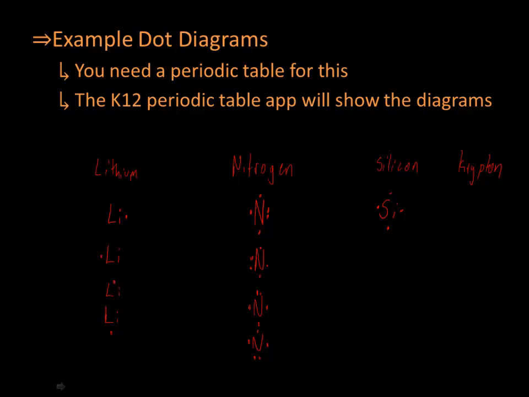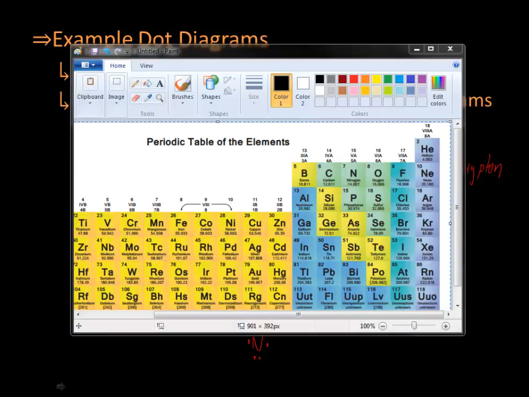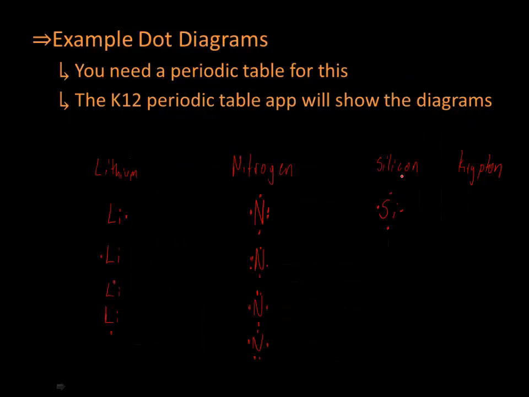And finally, I have krypton. Now remember, krypton is actually a noble gas. It's a group 8A element. So let me pull up the periodic table and show you that. All right, krypton is right here. Its symbol is Kr, and it is a group 8A element, so it has 8 valence electrons. So krypton is right here, Kr, 1, 2, 3, 4, 5, 6, 7, 8.